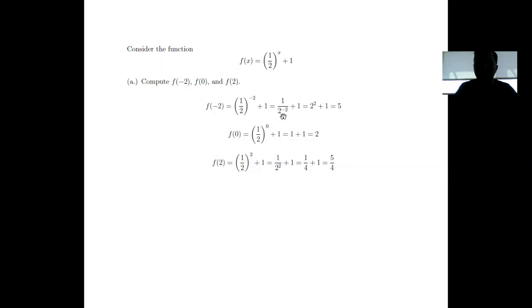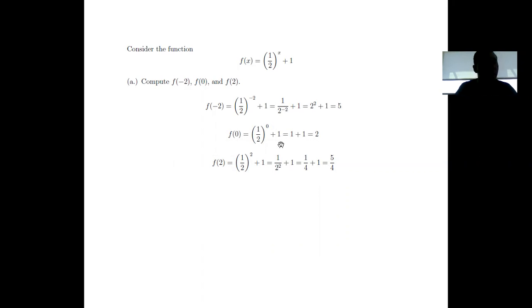But 2 to the -2, well, we can make that exponent positive by bringing 2 to the -2 into the numerator of that fraction. We'll be left with 2 to the +2, 2 squared, which is 4. 4 plus 1 is 5. So f at -2 is 5.